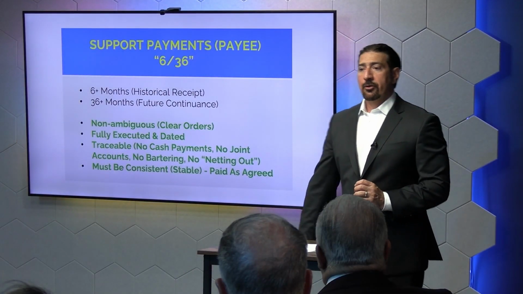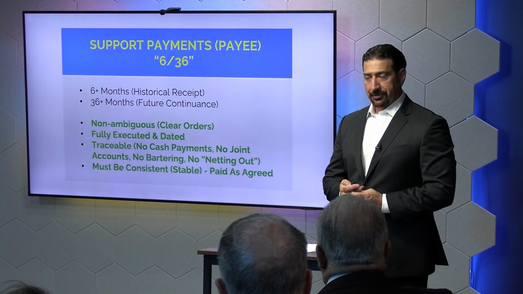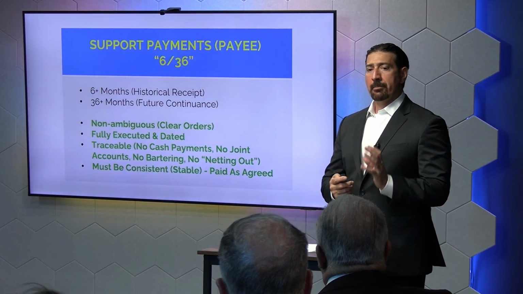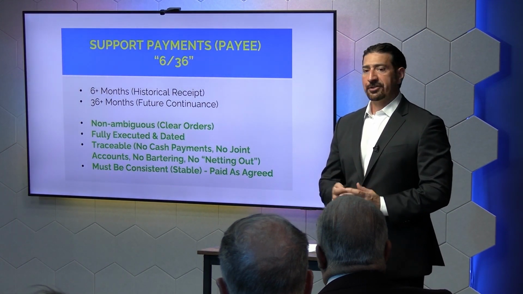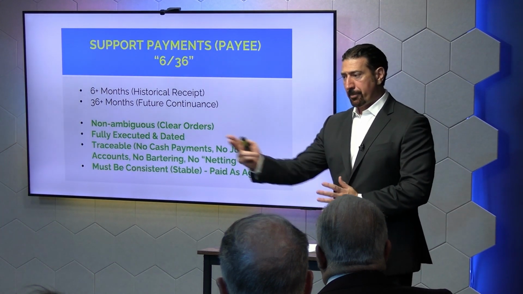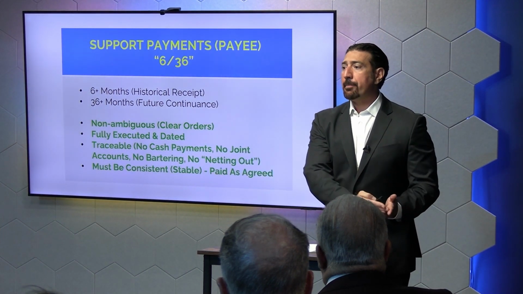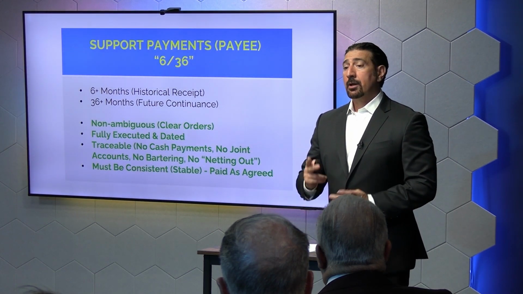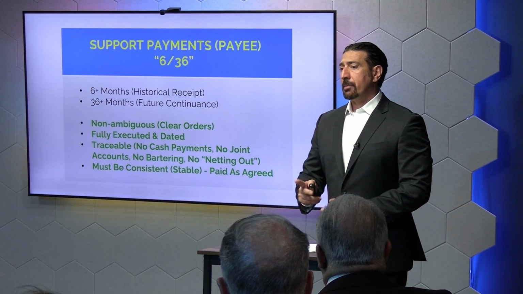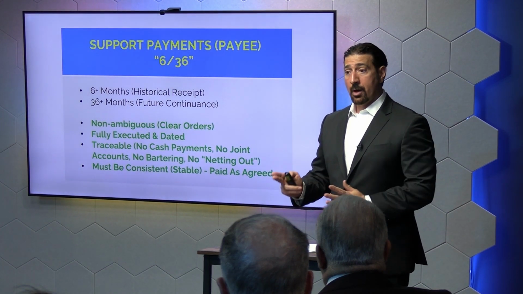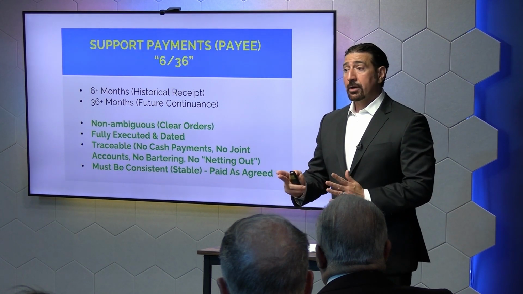We have what we call the rule of 636. The first number, the 6, refers to the minimum amount of months of historical receipt of that income. Lenders want to document that the payor is paying the payee as agreed. 6 months minimum. We also need 36 months of continuance into the future with those payments lasting. So it's not one or the other, it's both.